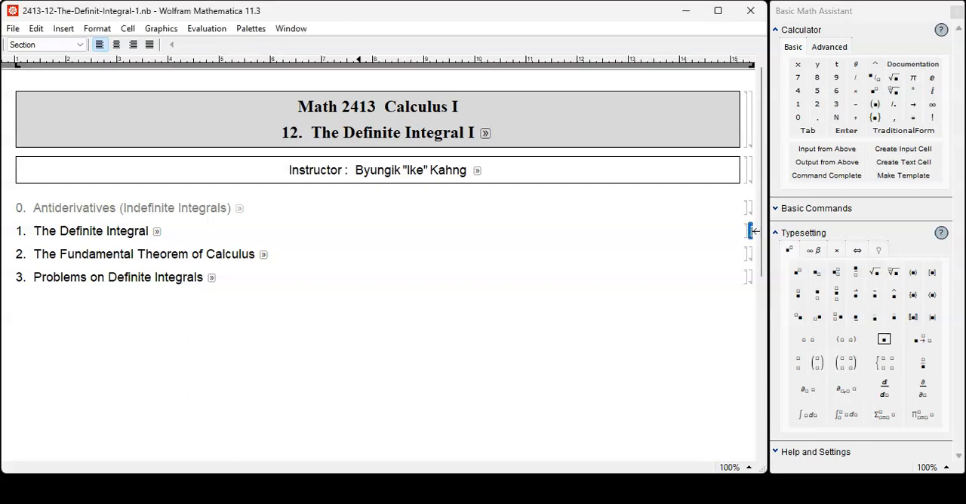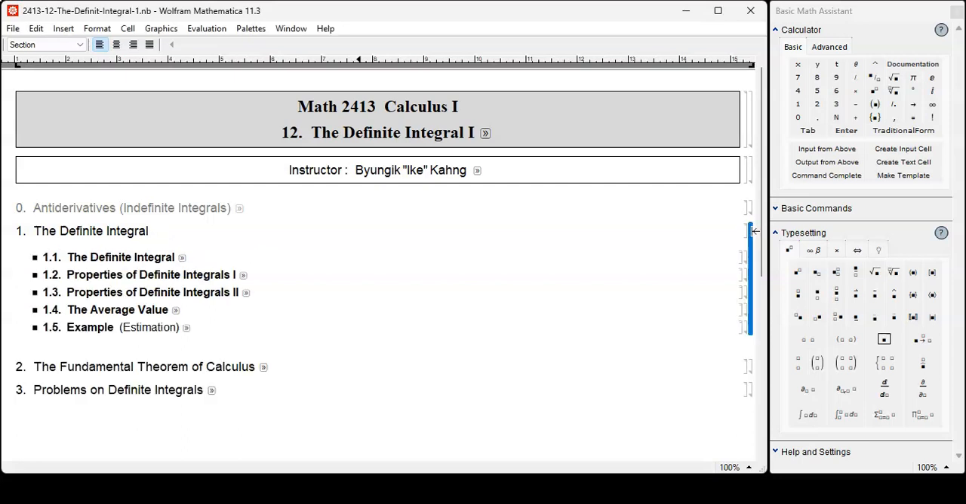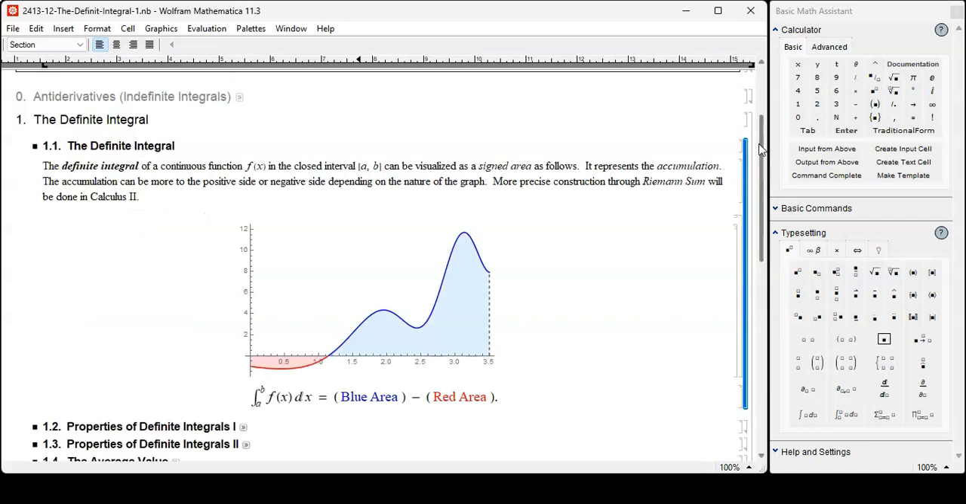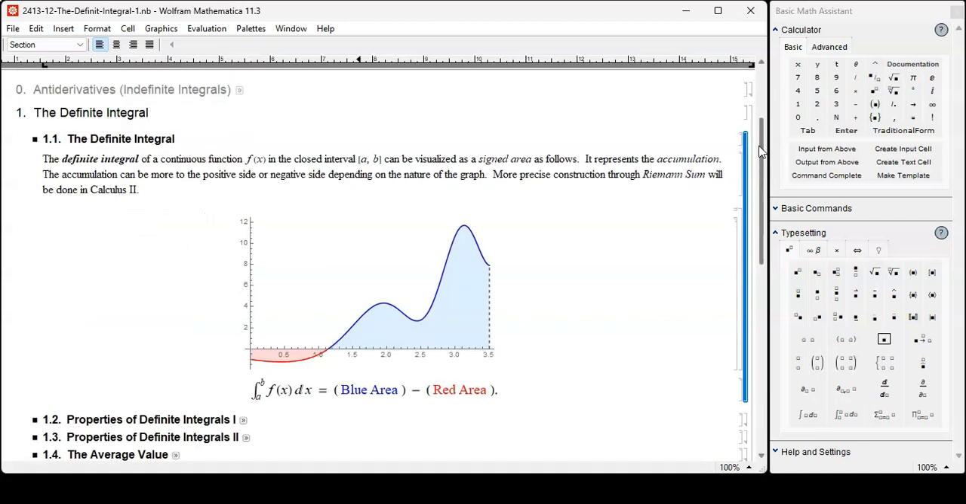The definite integral is kind of the polar opposite of the derivative. The derivative measures the rate of change. The definite integral measures the accumulation. Graphically, the derivative measures the slope of the tangent line. The definite integral measures the area, more precisely speaking, signed area.